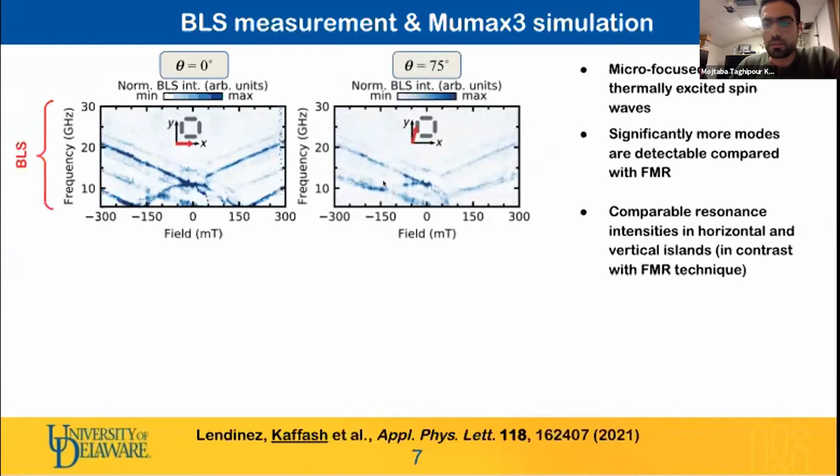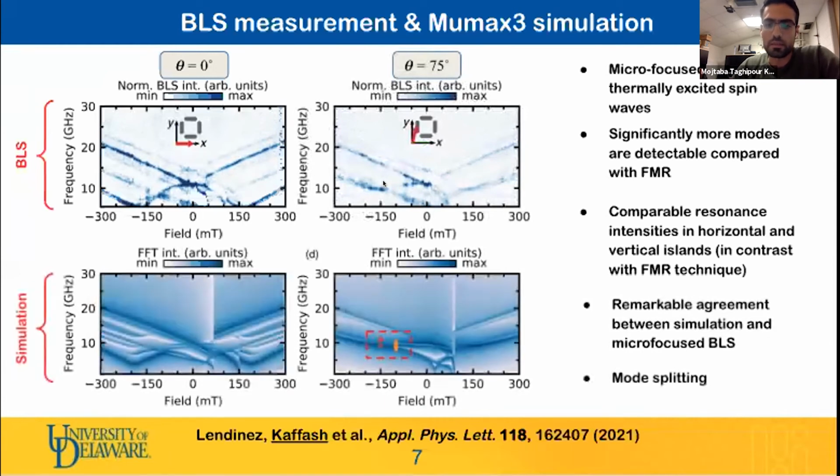Further, to confirm the experimental results, we used micromagnetics, and here are the corresponding micromagnetic simulations at theta equals 0 degrees and theta equals 75 degrees, compared with the BLS. As can be seen, there is a remarkable agreement between simulation and microfocus BLS, which is good. And furthermore, there are mode splittings around -100 millitesla, shown in this red box, that could be interpreted as avoided crossing, which I'm going to investigate further and show you in the next slide.